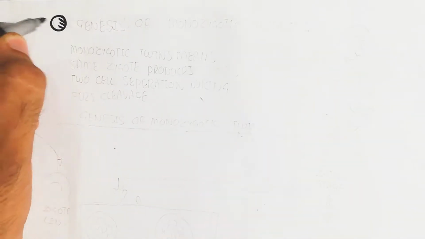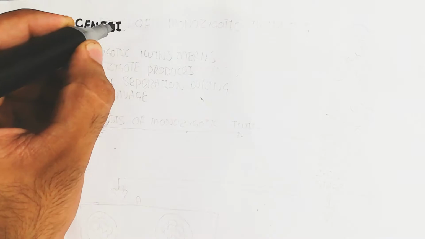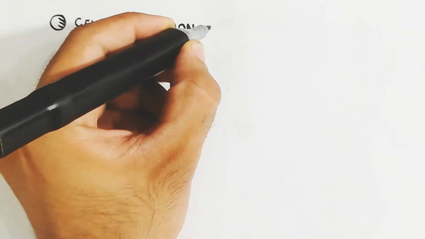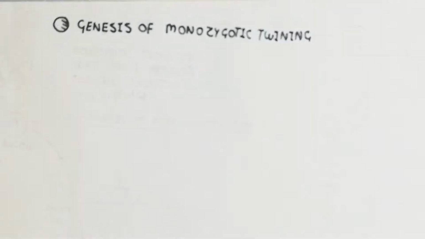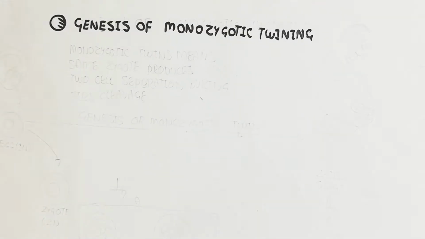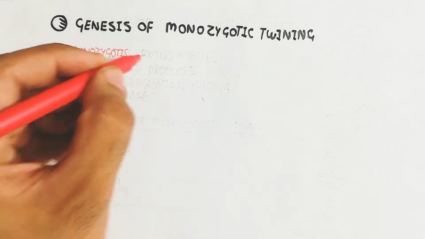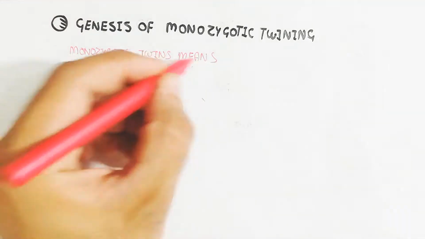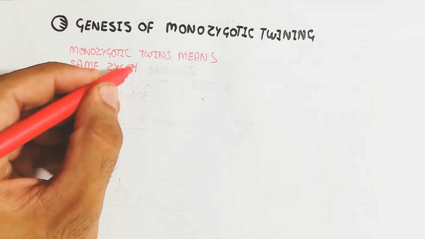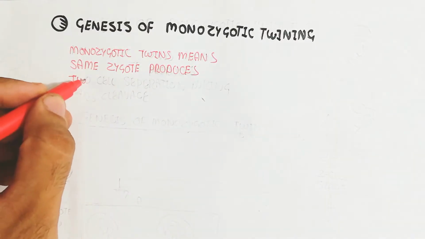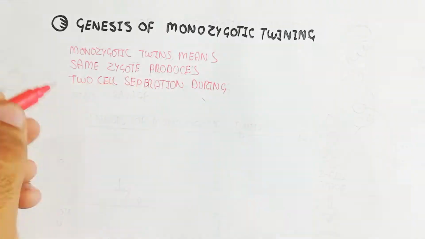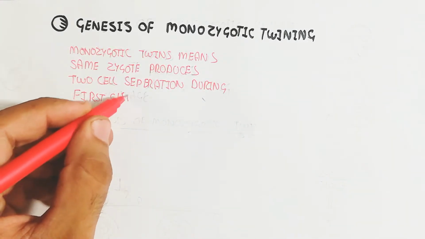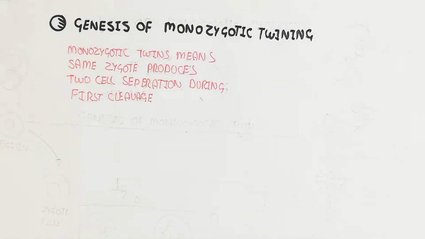Hello, in this video we will discuss the genesis of monozygotic twinning. What is the genesis of monozygotic twinning? Basically, monozygotic means a single zygote will be replicated during the cleavage formation. The first cleavage will separate into two zygotes, again to form two fetuses, and both are identical to each other, but we will also understand the non-identical twins.